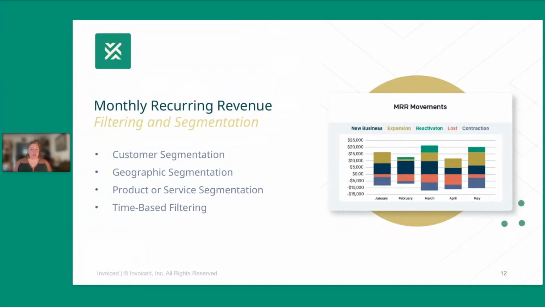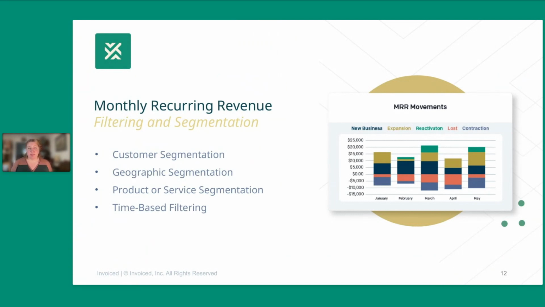Filtering and segmentation are vital for a nuanced understanding of monthly recurring revenue. They enable businesses to transform MRR data into meaningful, actionable insights. Some of the primary ways to filter and segment MRR data are customer segmentation, so dividing customers into groups based on plan type, industry, or company size. This helps identify which segments are most profitable or have the highest growth potential.